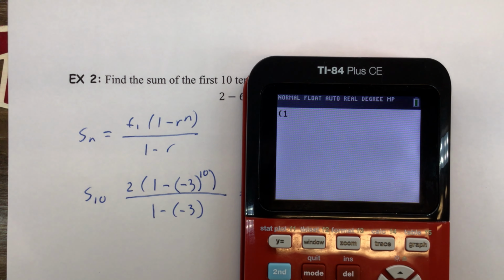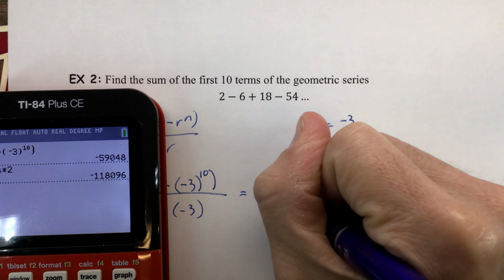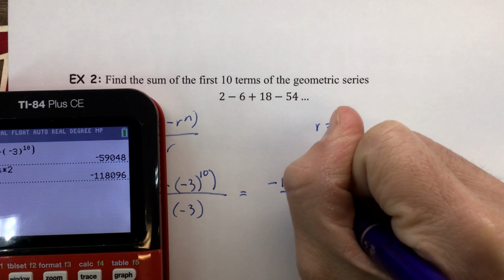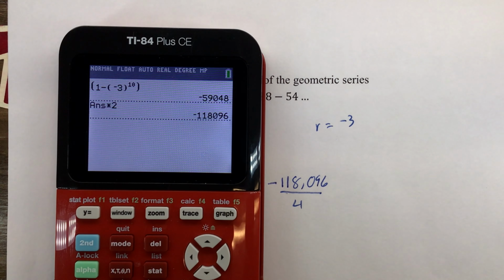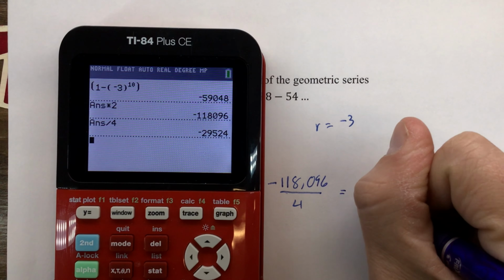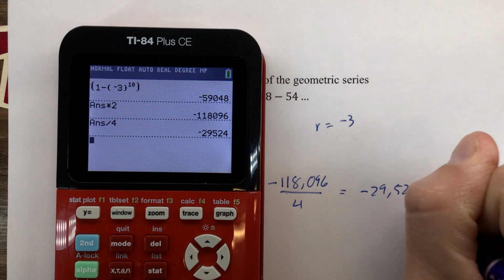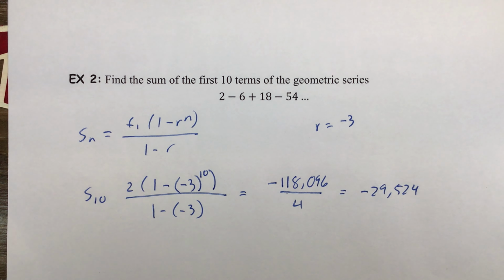All right, so in parentheses, we've got 1. We're going to subtract, and we'll go ahead and type it in with the parentheses here. But because you have an even exponent, you could technically just leave that out if you want. All right, to the 10th power. And if we open parentheses, we should close them. All right, that becomes our top number. And we do need to multiply by 2. We'll go ahead and just do that right now, 2. Okay, so that'll be our numerator, which is going to be negative 118,096, which we still have to divide by 4. And that will give us negative 29,524.